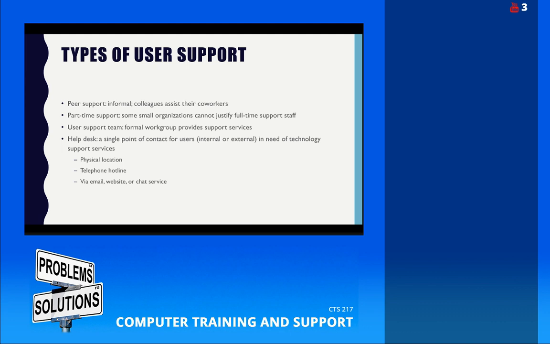So our physical location here at Cleveland Community College is the library. If you need help from the help desk here at Cleveland Community College, you go to the library. There's the help desk set up, and they can help you out there. They have a telephone number set up. They also have email set up.